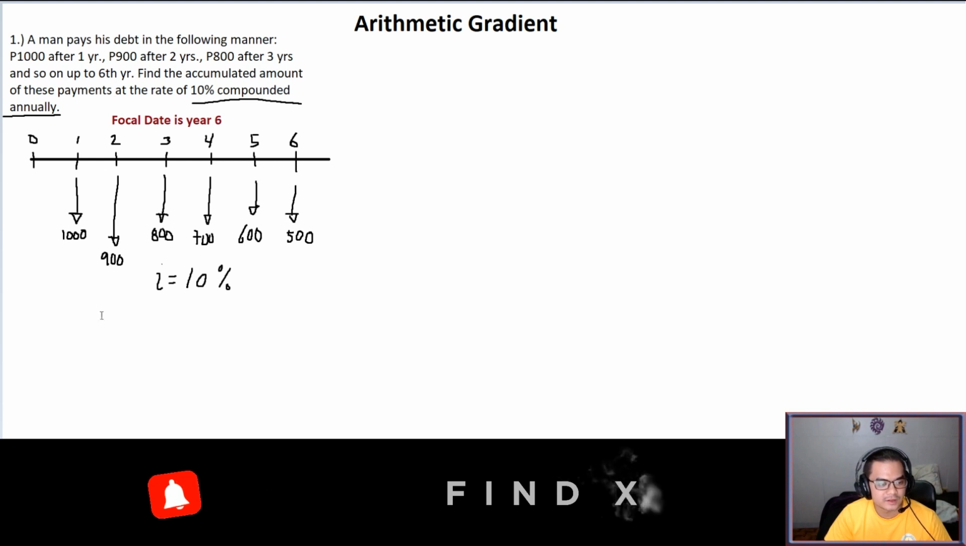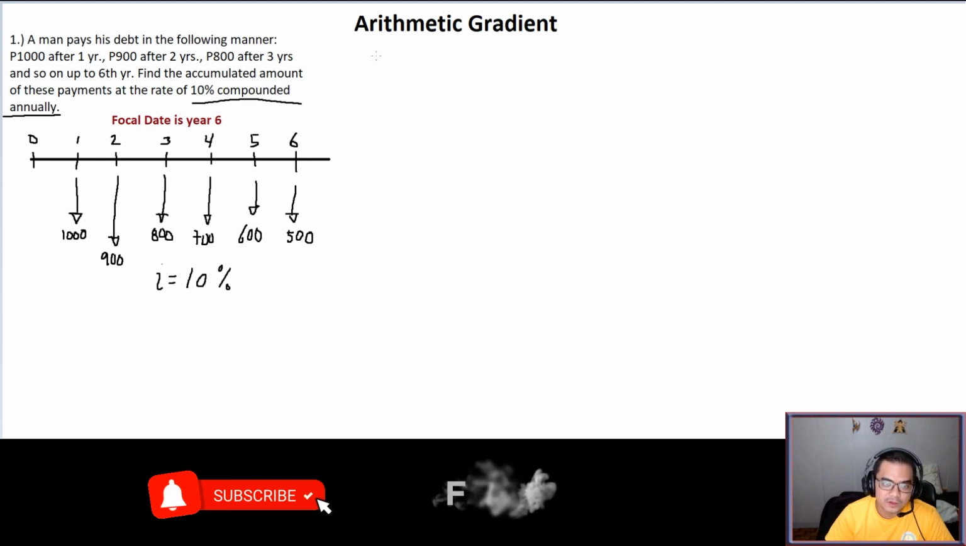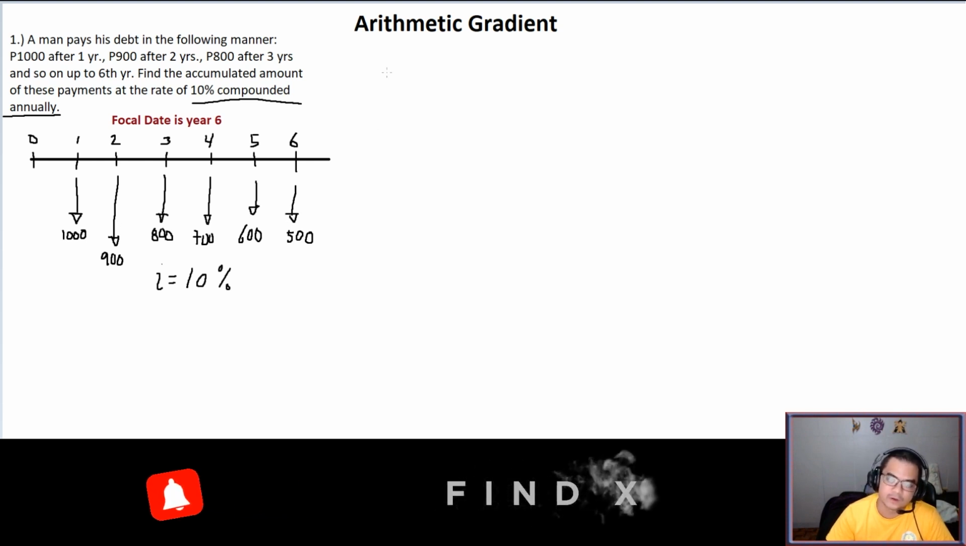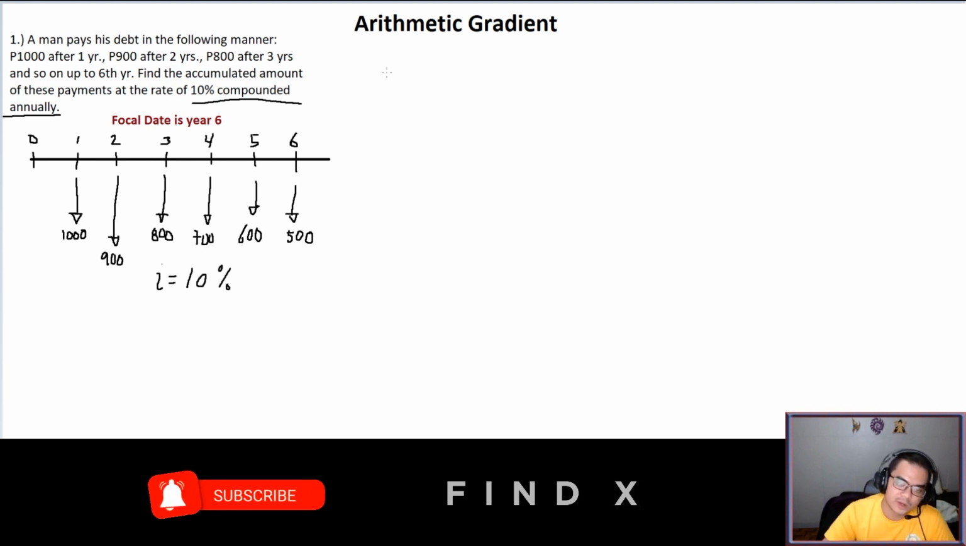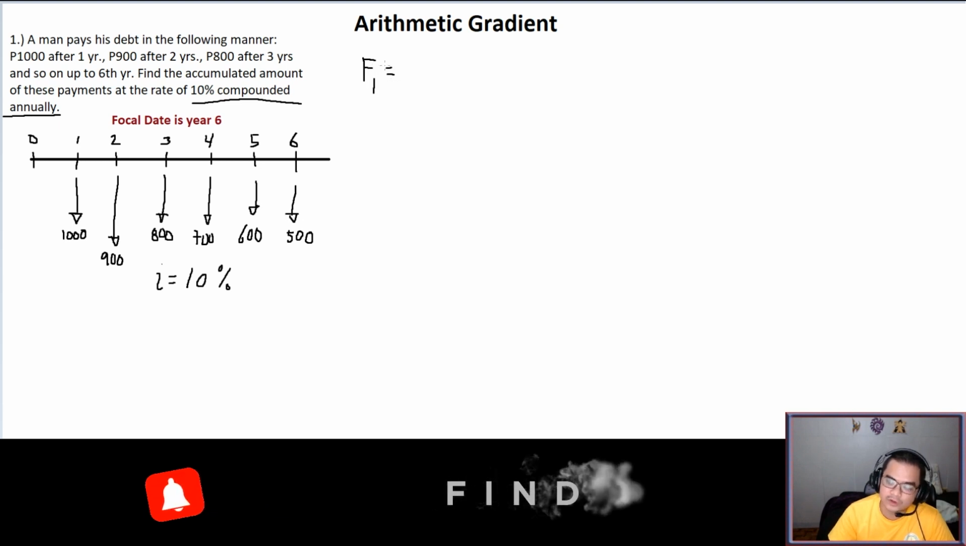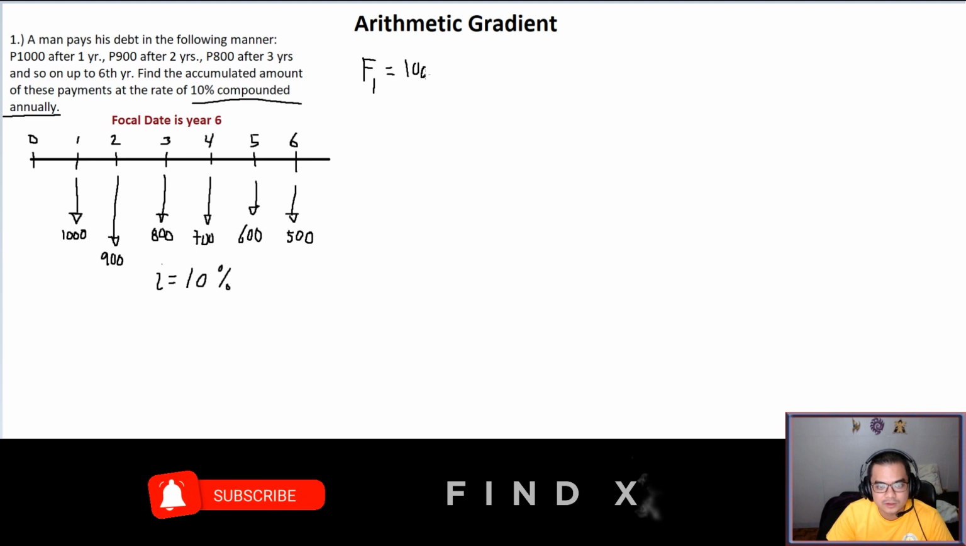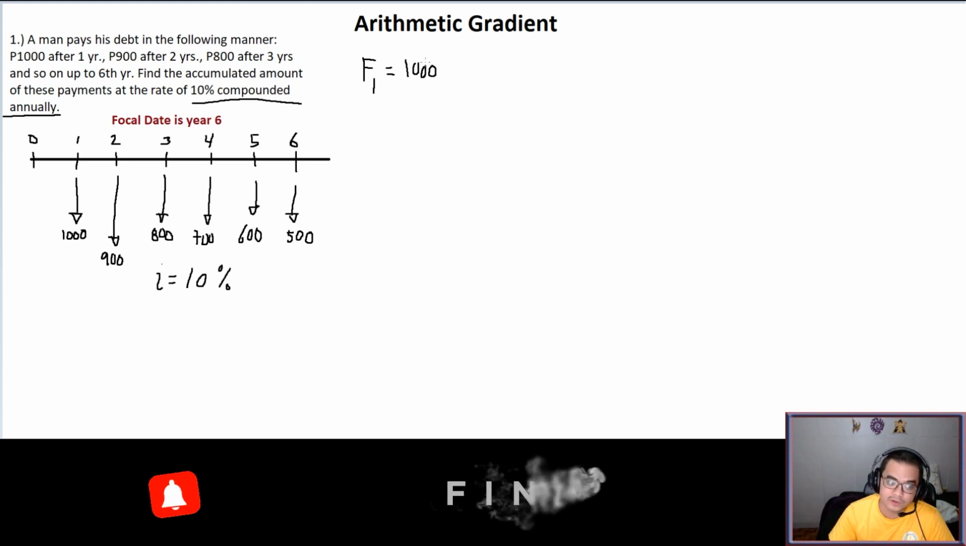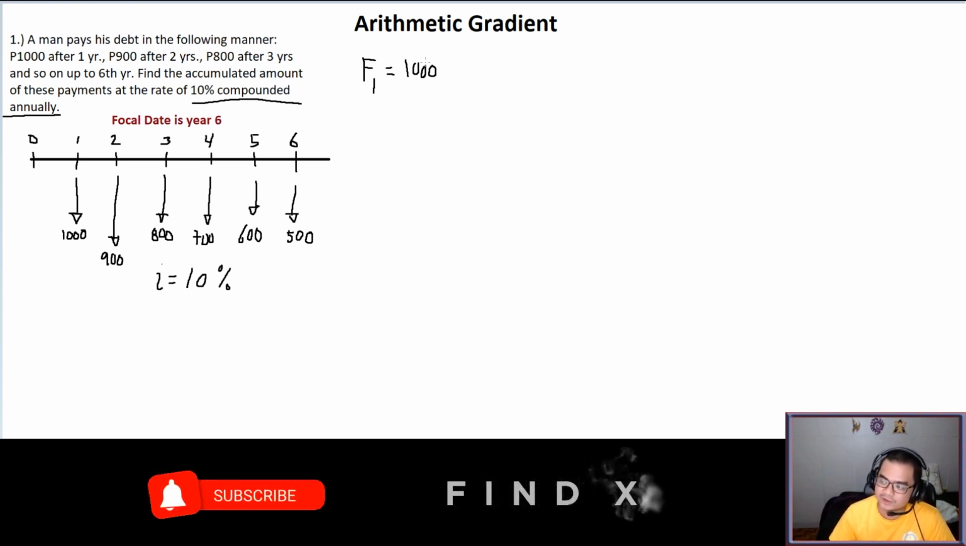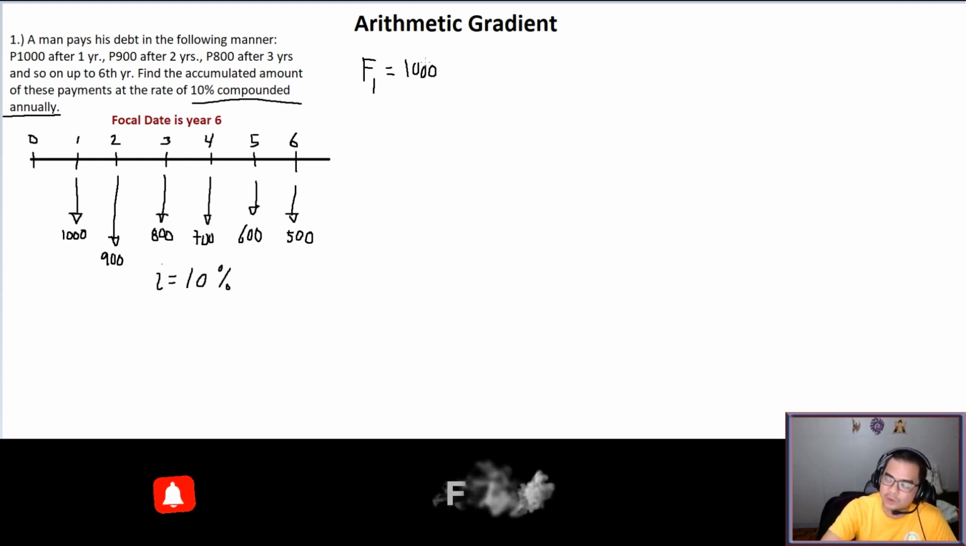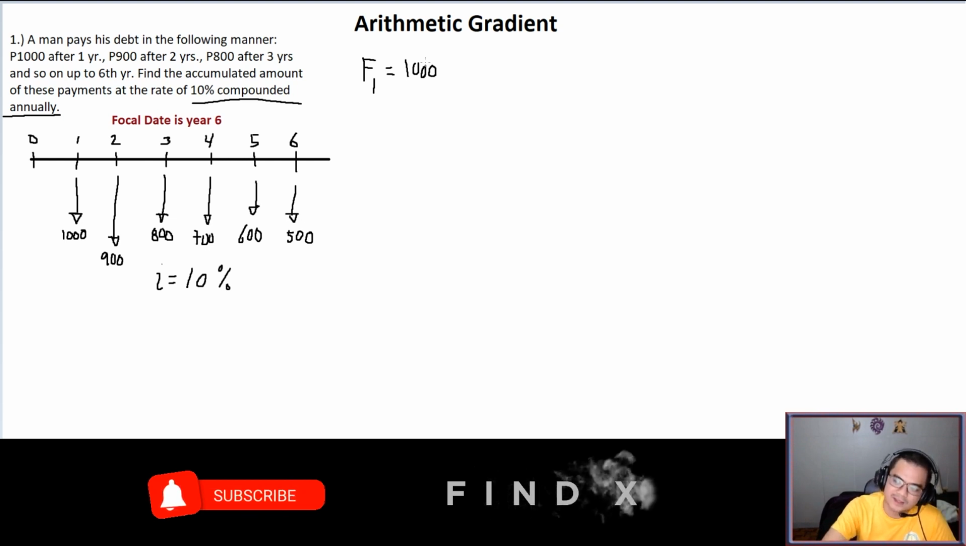Let's say that this is year 1. Let's just call the 1,000 of year 1 F1. Again, we have to bring all of that money into year 6. So bringing 1,000 to year 6, we have to apply the compound interest formula because that is a single payment, not multiple payments. Therefore, that is not an annuity. The compound interest formula is 1 plus i raised to n, but n again is equal to 1, so you can just neglect that because it is just equal to 1.